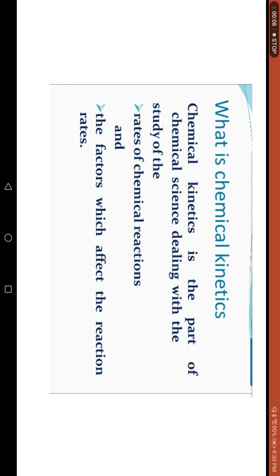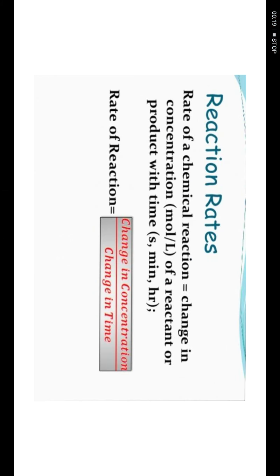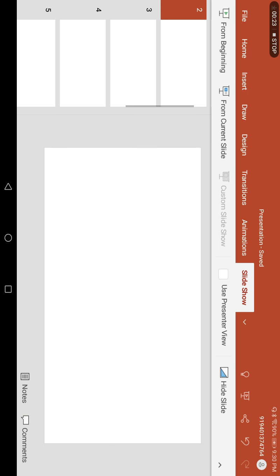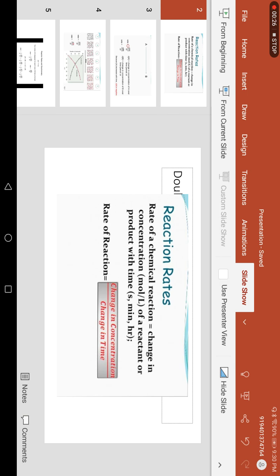Last class we studied chemical kinetics, what it deals with. Basically I told you that it deals with the rates of chemical reactions and the factors affecting the rate of the reaction. Next we studied reaction rates. How are reaction rates written? It is the rate of change in concentration by the change in time.